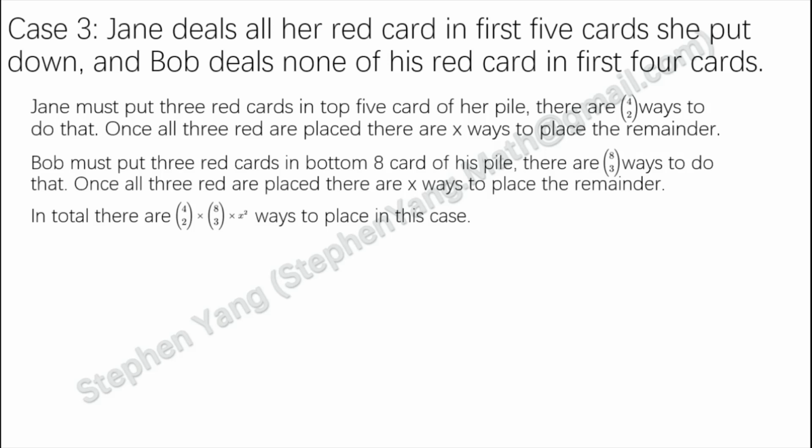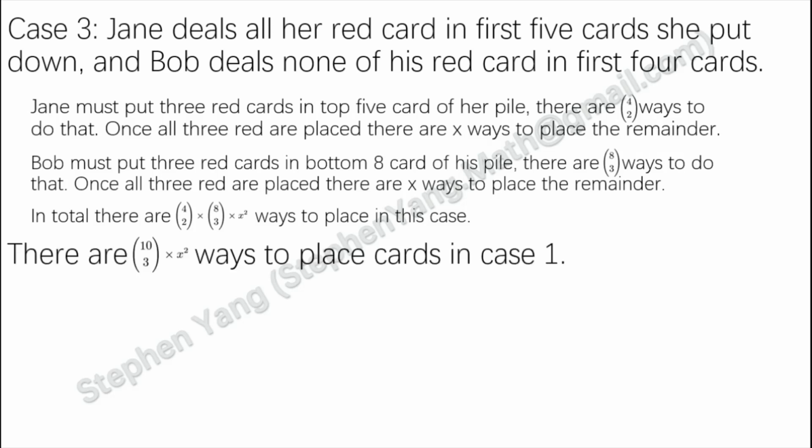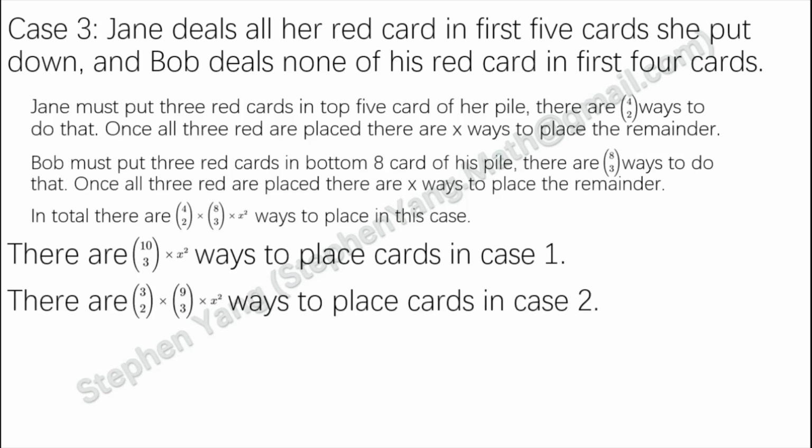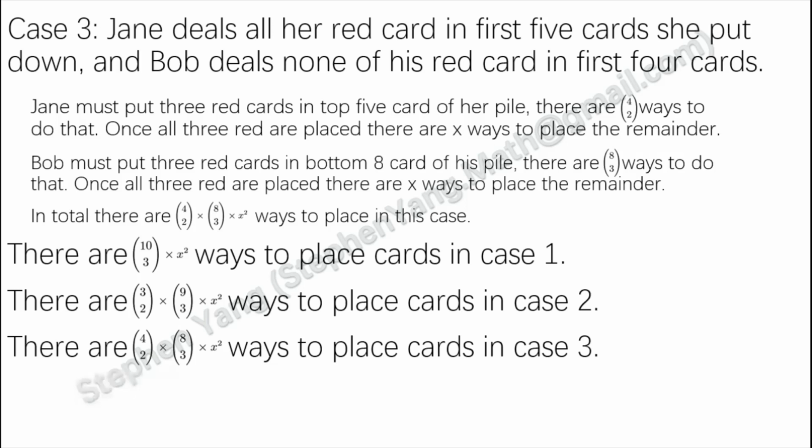And I don't have to go through all of the cases because we can already see a pattern here. And so there are 10 choose 3 times x squared ways to place card in case 1. And there are 3 choose 2 times 9 choose 3 times x squared ways to place card in case 2. And there are 4 choose 2 times 8 choose 3 times x squared ways to place card in case 3. And I expect you to see the pattern here.